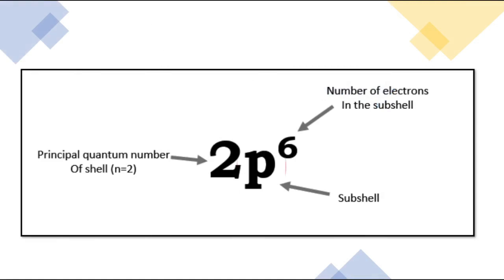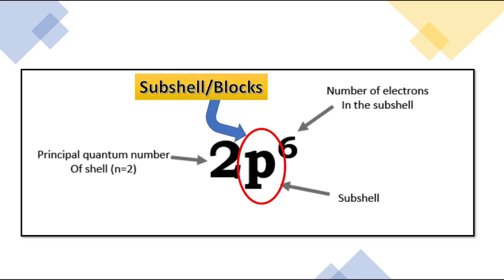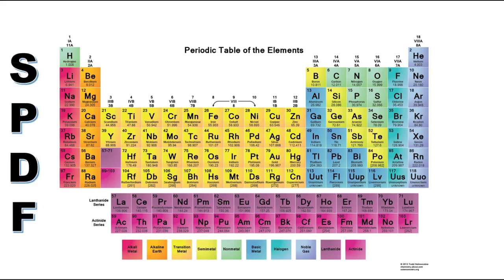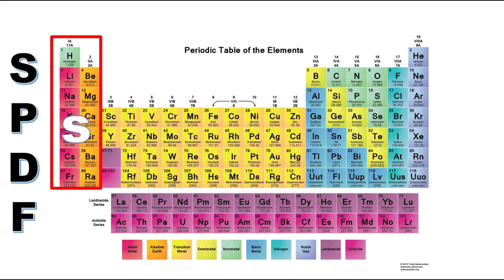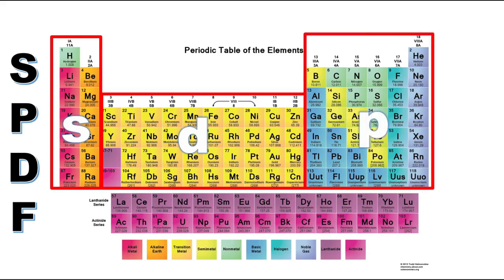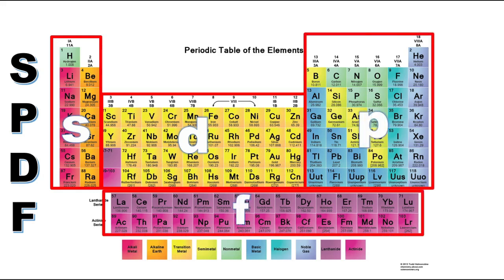Now class, the letter P in this example is the subshell or block. The subshell is the location of elements in the periodic table. There are 4 subshells in the periodic table, and these are S, P, D, F. The S block is located on this part of the periodic table. The D block is on this location. The P block is on this part. And the F block is on this part of the periodic table.